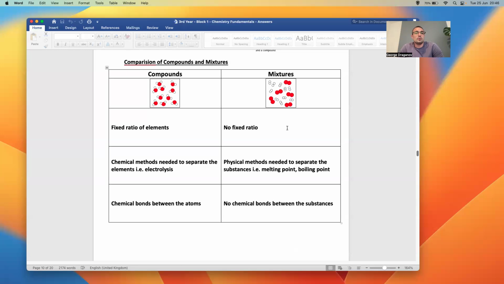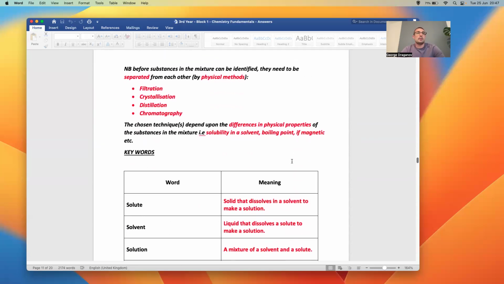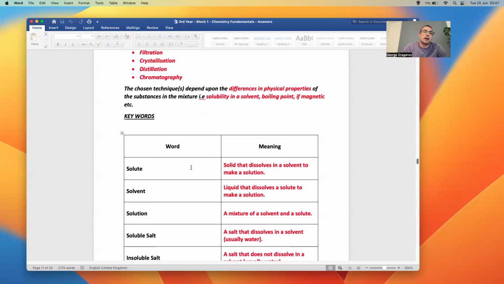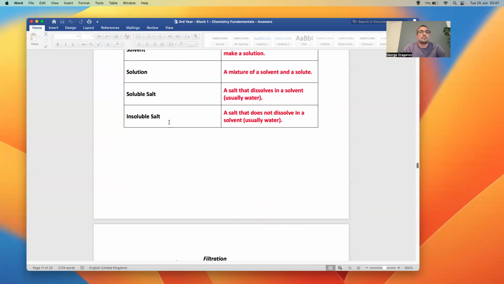To separate a compound, you'll need to break chemical bonds between atoms, and therefore you'll need a chemical method, such as electrolysis, which is one of our future topics. Now, for mixtures, you can use physical methods, so based off of its melting or boiling point and other properties. The main methods that you need to worry about in your specification are as follows: filtration, crystallization, distillation in terms of simple distillation and fractional distillation, and chromatography. We've been over the S words before in the previous lessons.